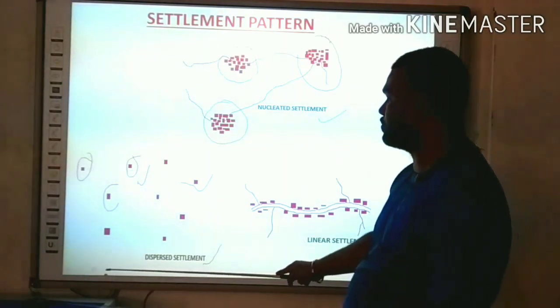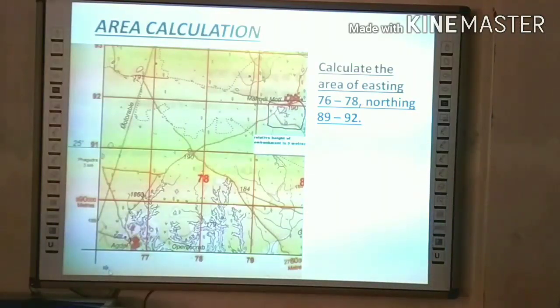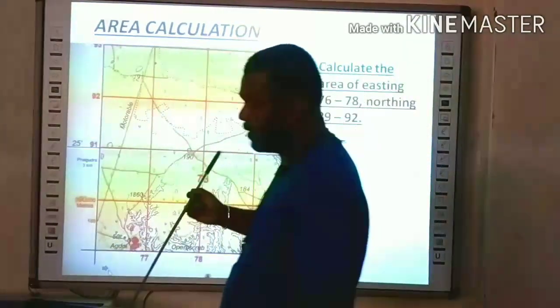And for good communication facilities. Now area calculation. It is an important topic. How will you find the area in a toposheet? How to find area in topographical maps.